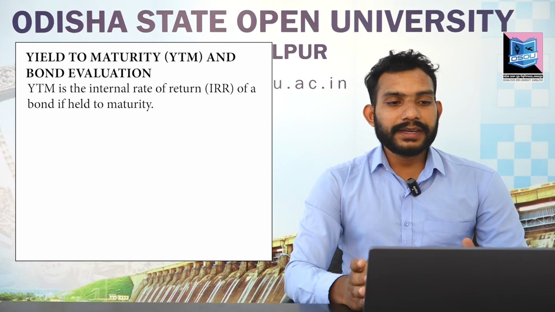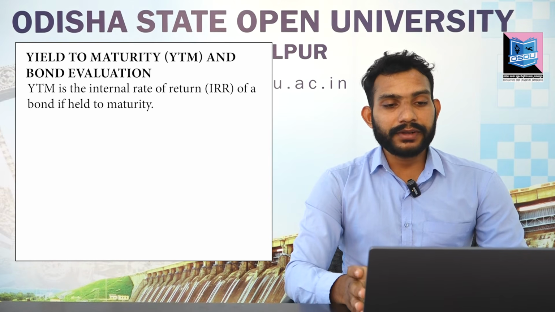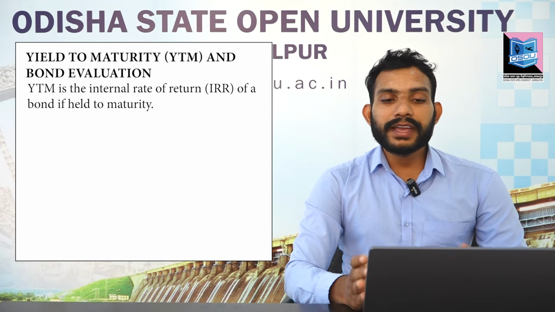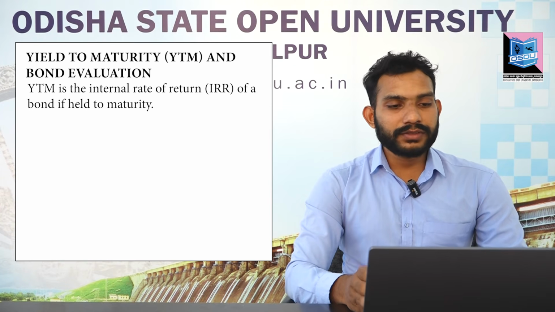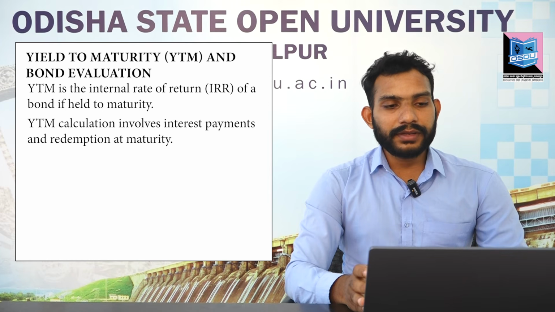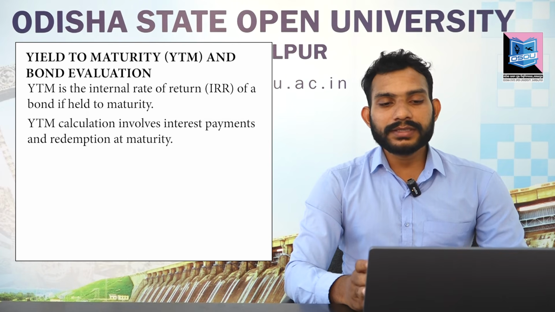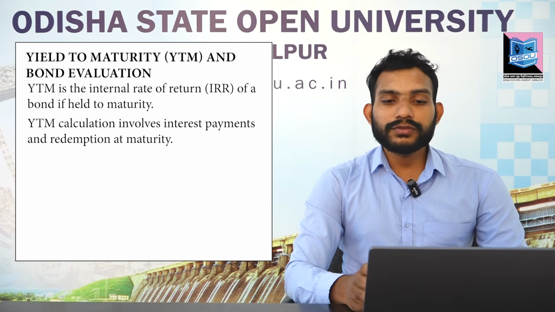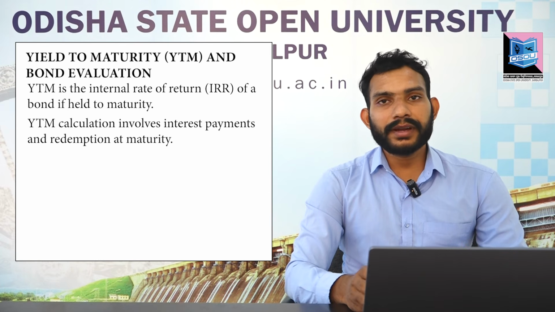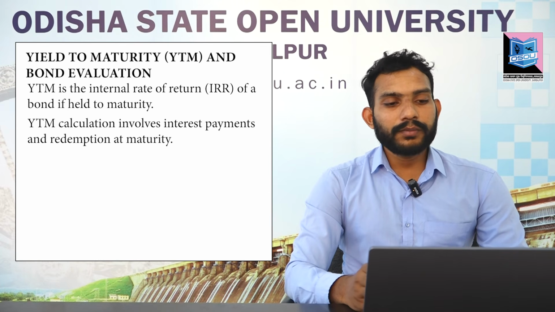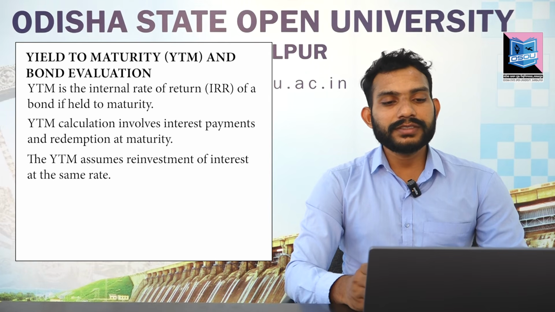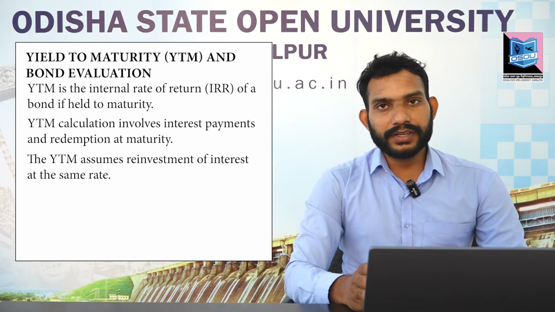Yield to maturity is basically the interest rate of return, the internal rate of return, of a bond. In simple terms, it's the average annual return an investor would earn if they buy the bond today and hold it until it matures. To calculate yield to maturity, we include all the interest payments the bond will make over its life plus the redemption amount, which is usually the bond's face value paid back at maturity. There is one important assumption here. Yield to maturity assumes that all those interest payments are reinvested at the same yield to maturity rate.